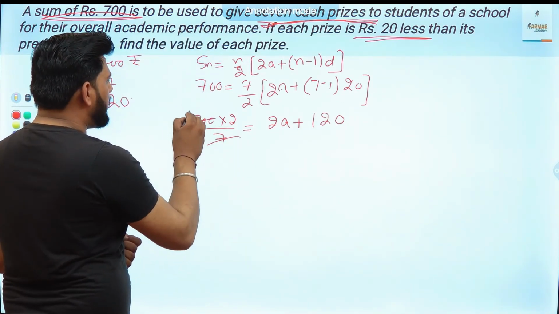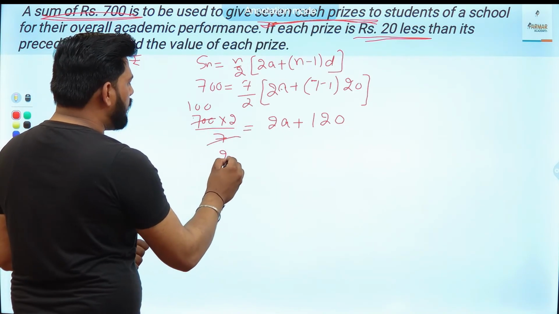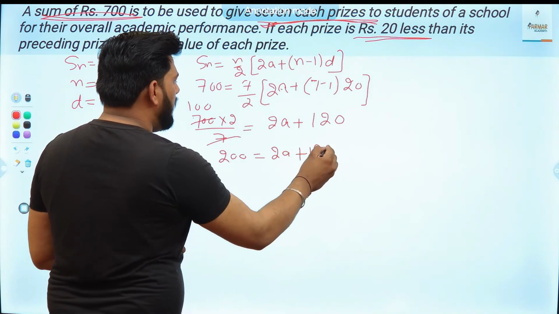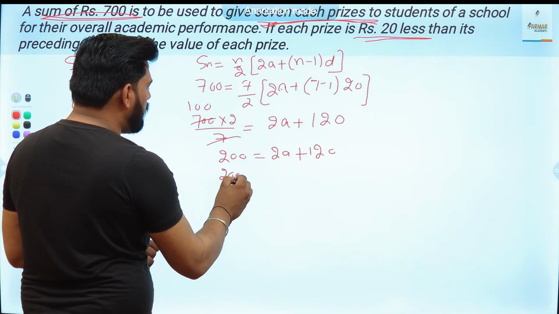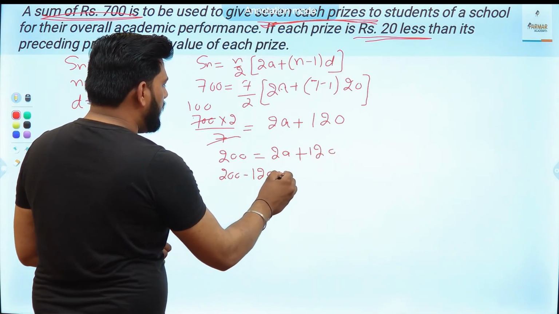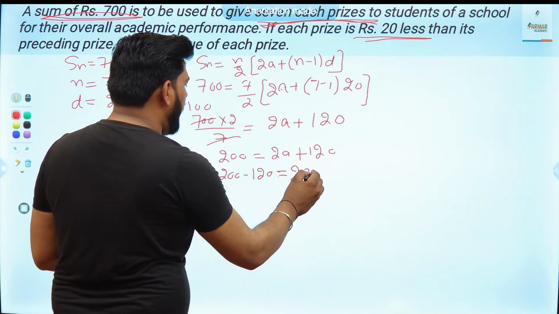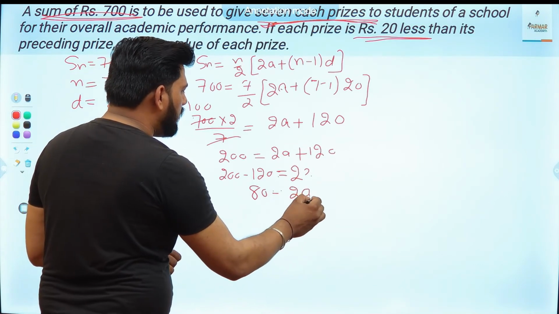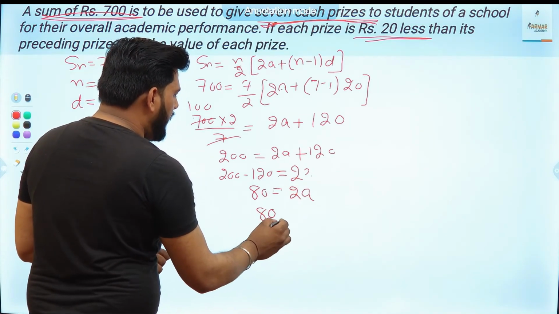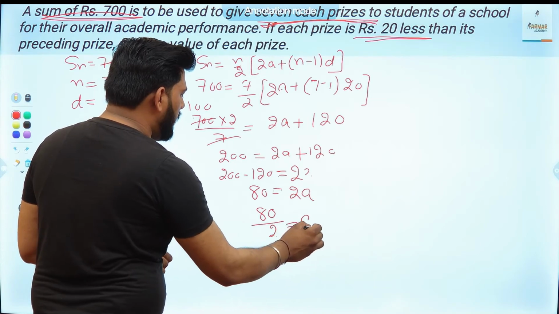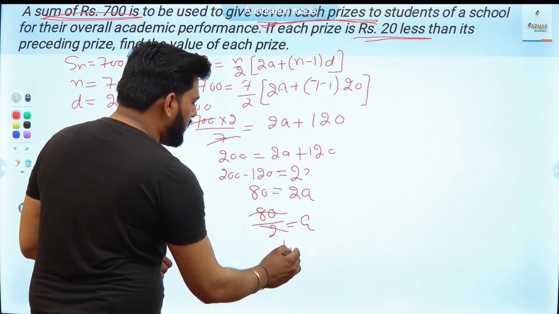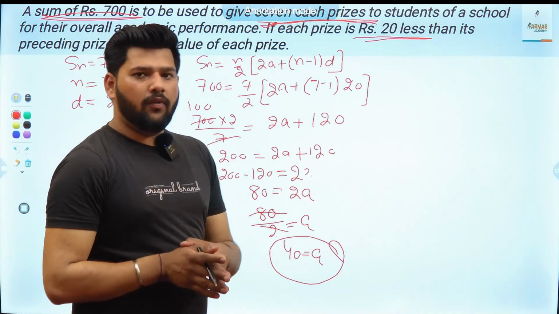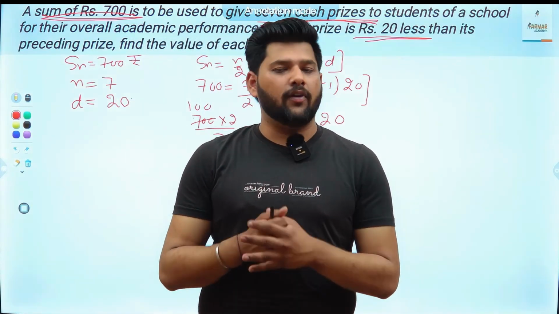Now 700 cancels out, 100 into 2, 200 is equal to 2a plus 120. Now 120 gets subtracted from this side, 200 minus 120 is equal to 2a. 200 minus 120 is 80, equal to 2a, and 80 upon 2 is equal to a, that is 40 is equal to a. So this is the value of a, that is the cost of the first prize.